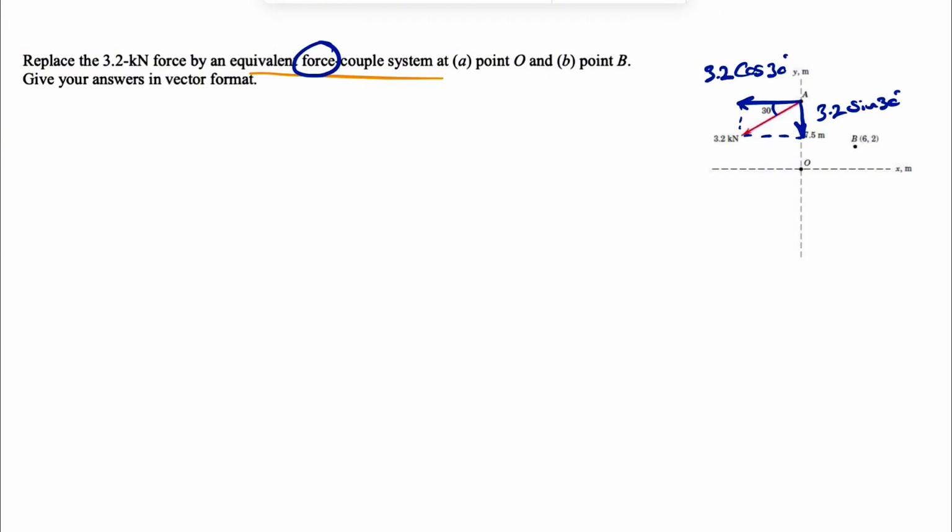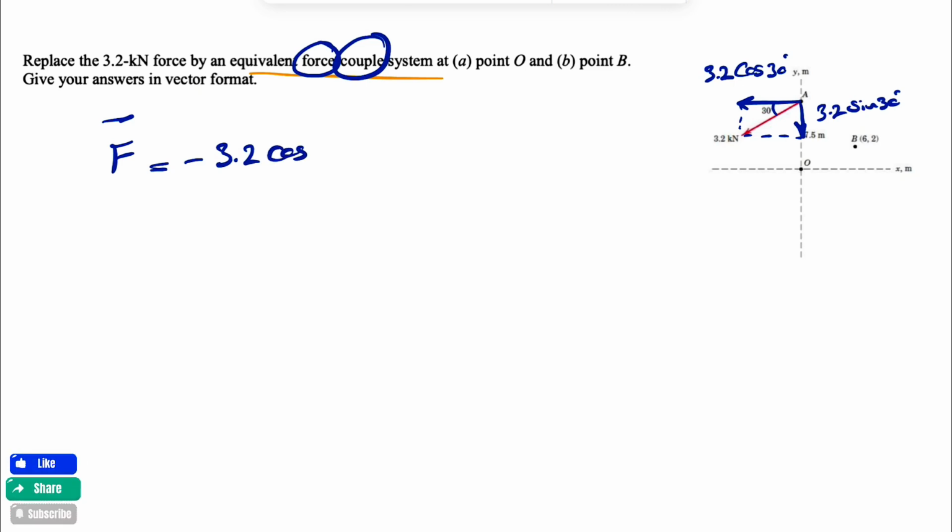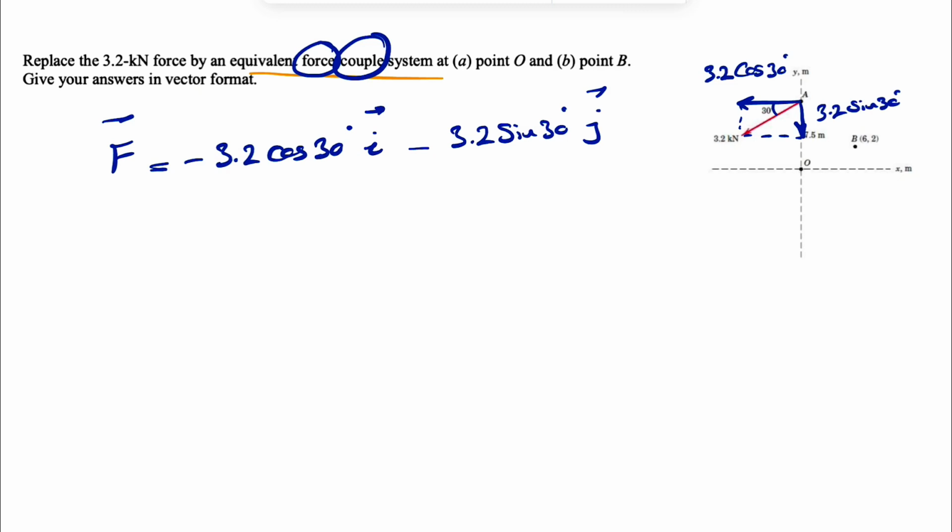So for the force couple system, we need a force and a couple. Our force would be, since our X component is to the left, it will be negative. So minus 3.2 cosine of 30 degrees i. That would be our X component. And we have minus 3.2 sine of 30 degrees as our j. So let's find our F first.